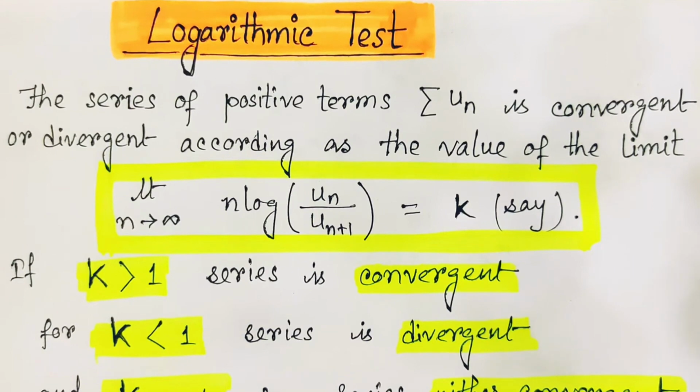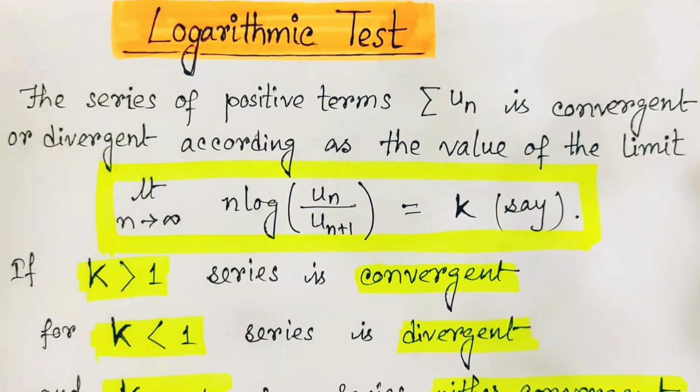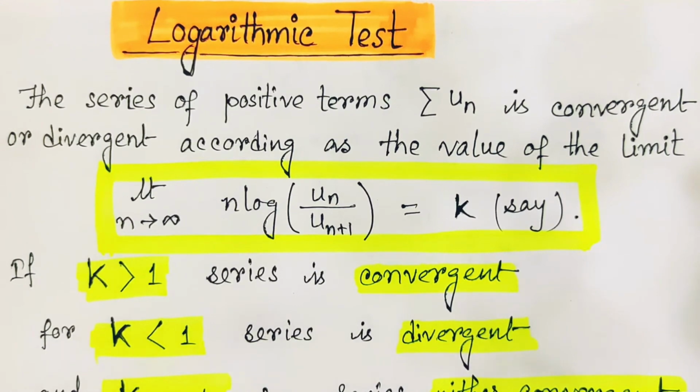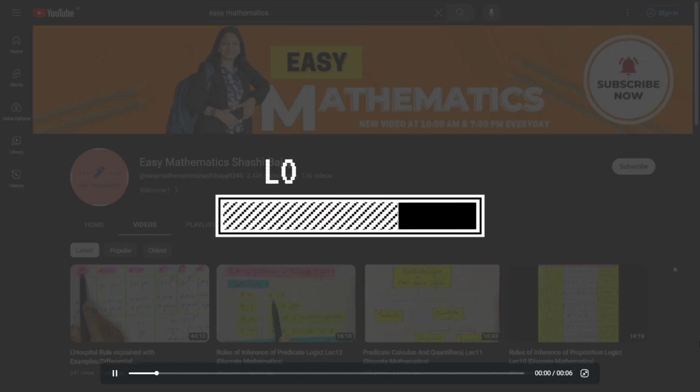In this video, we are going to learn the logarithmic test. The logarithmic test is the test we apply when D'Alembert's ratio test fails and Raabe's test is not suitable to apply in that situation.